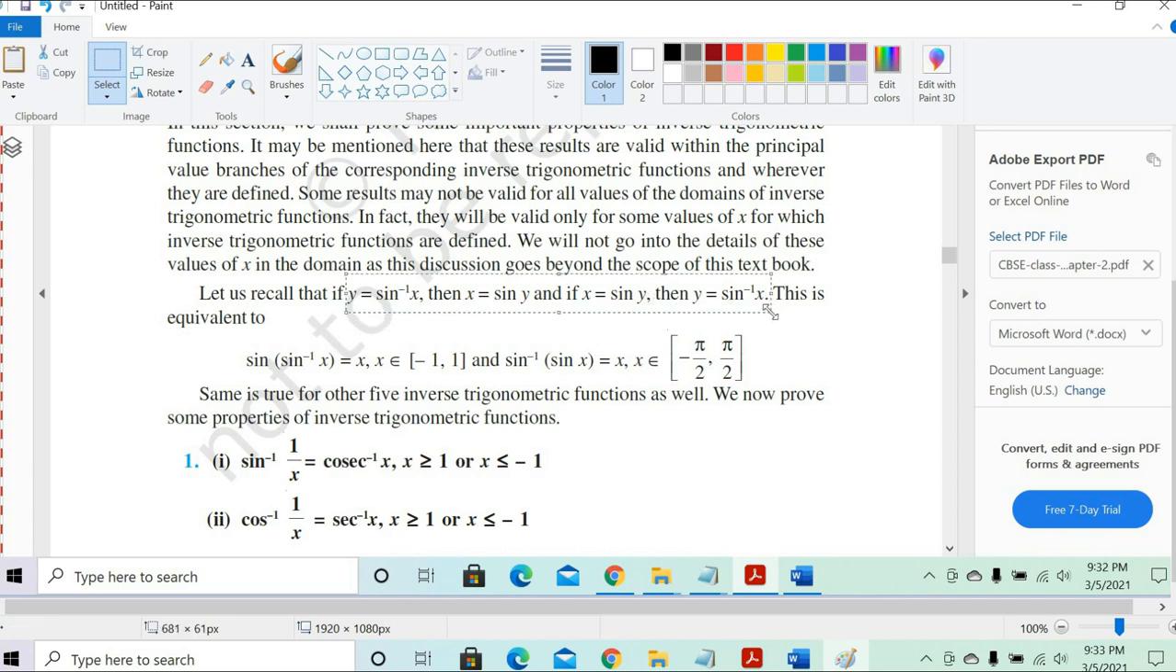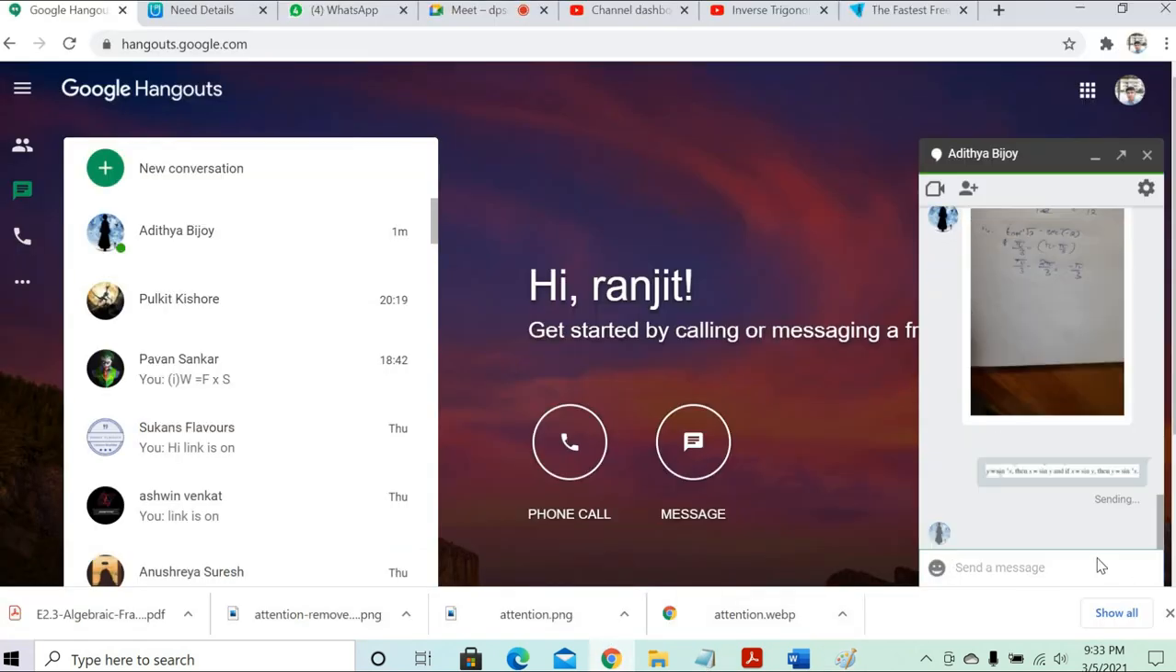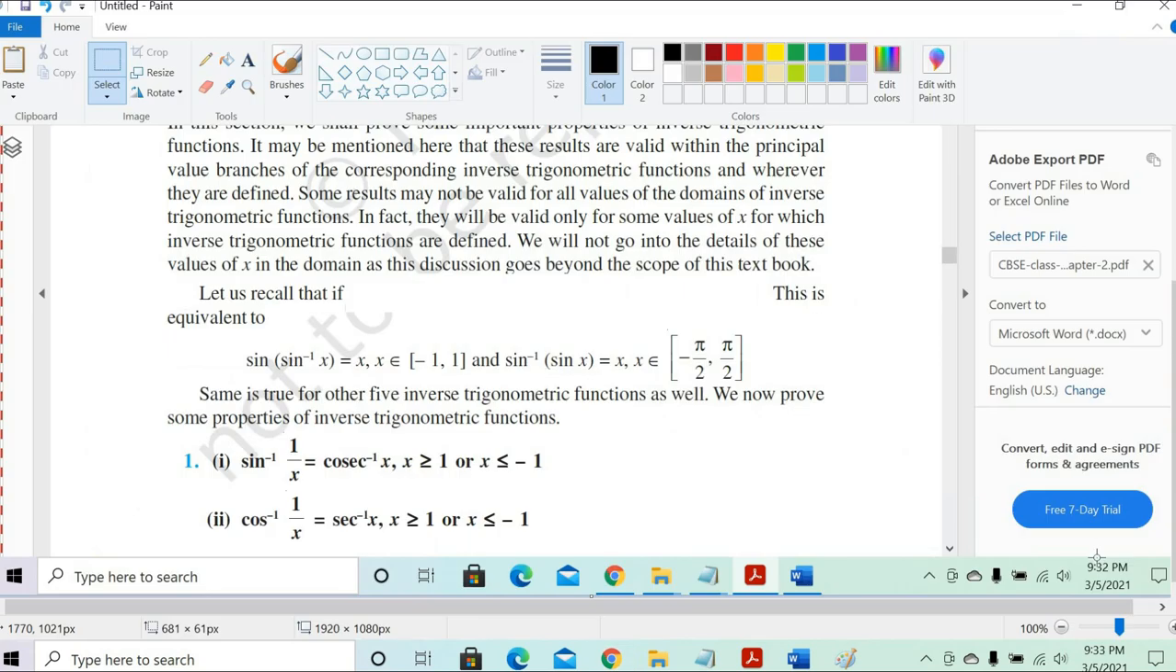And this is the thing which we need to understand here. Rest of everything is self-explanatory, not to worry about as such. If y is equal to sine inverse x, then when sine inverse goes to the other side, it becomes sine y. So x is equal to sine y. If x is equal to sine y, then y is equal to sine inverse x. Correct? Now, how do we write it like this? Let's try to understand that.